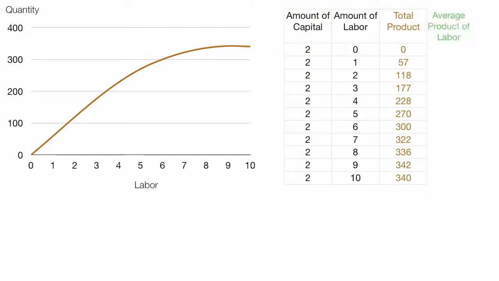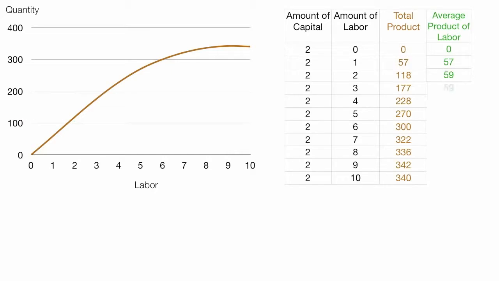Now if I want to calculate average product of labor, the way I do that, for example, I take one labor unit and that equates to a quantity of 57, or total product of 57. Then I take 57 divided by 1, and this is equal to 57, which is the average product of labor. Let me do another example. Imagine I have 2 labor units and my quantity or my total product would be 118. I divide that by 2 and my average product of labor is 59.